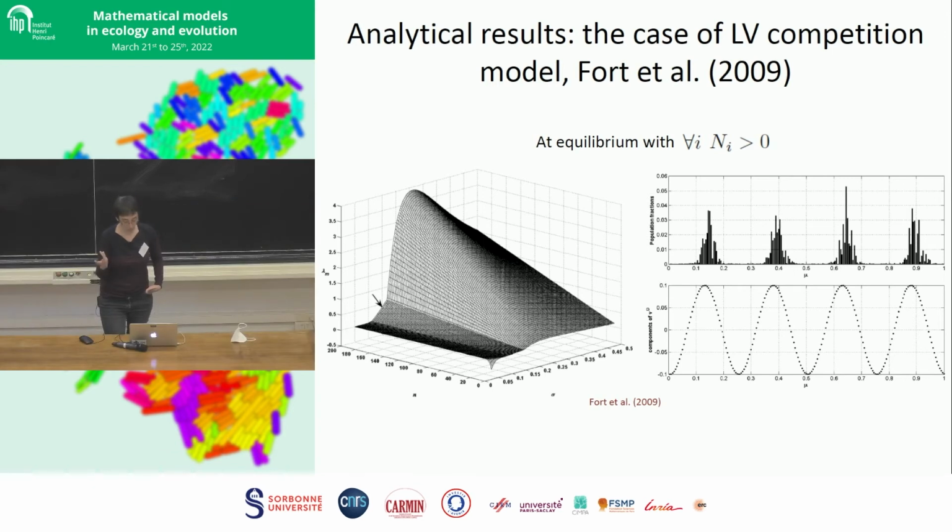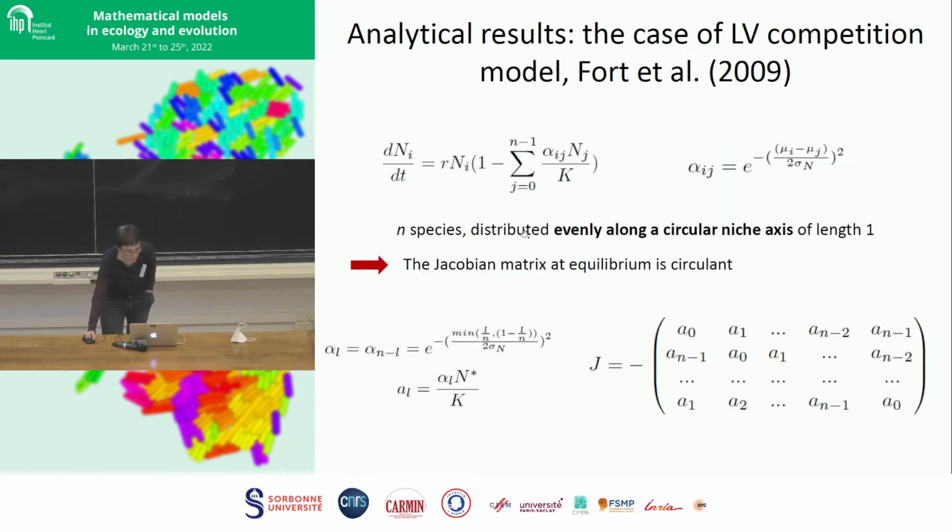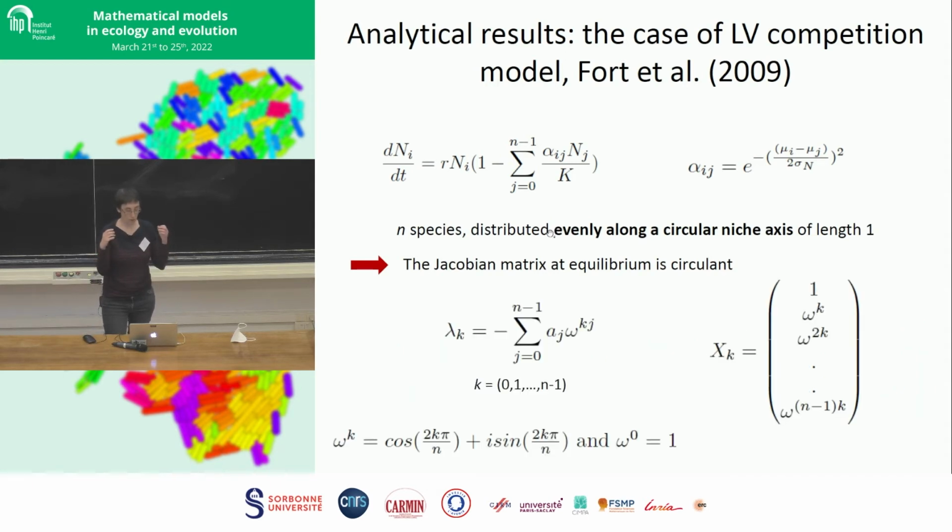So, okay, it's a way to do a bit of analytical work on that. And in fact, this can be understood from the assumptions of the model, and especially from the distribution of species on the circular niche axis, because in this case, the Jacobian matrix is a circulant matrix, and then you can directly calculate for any number of species n the different eigenvalues and eigenvectors of the system, and then the number of clusters depends on which eigenvalue is the largest one, basically.